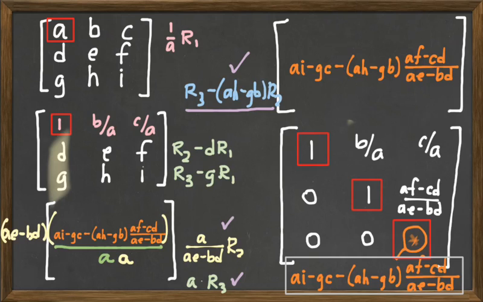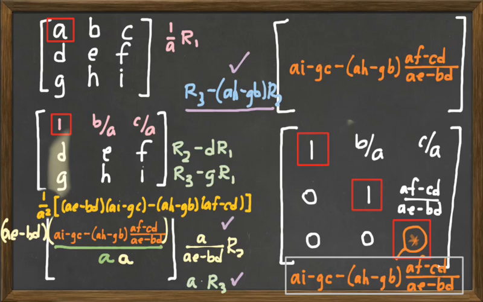So what do I have in total here? Ugh. This is going to be AE minus BD times AI minus GC, minus AH minus GB times AF minus CD. And then the denominator, this AE minus BD, got canceled. And then the whole thing has been divided by A squared. And that is now the determinant of the matrix at this stage.